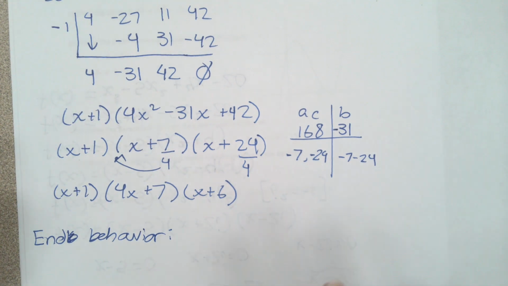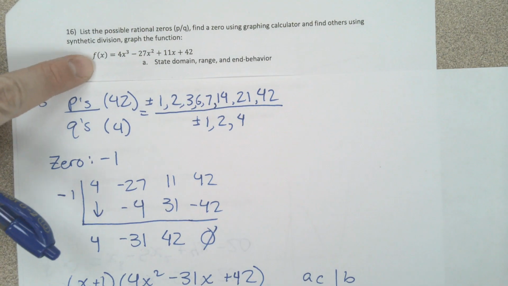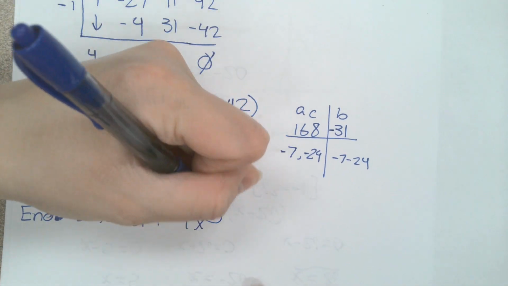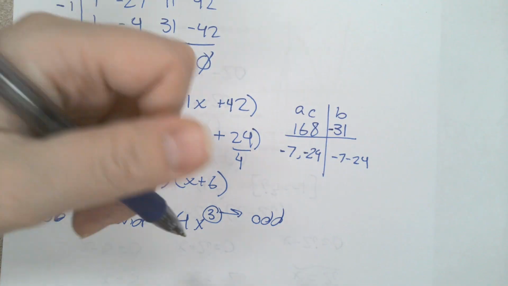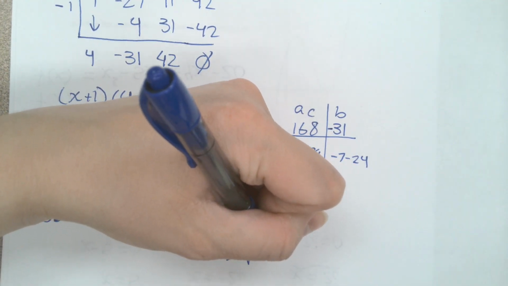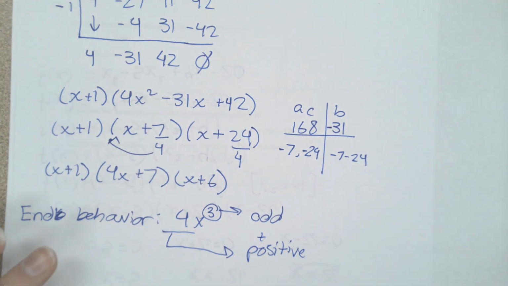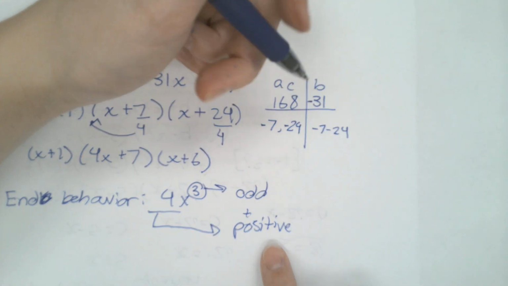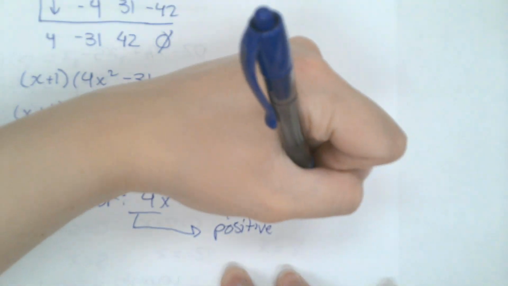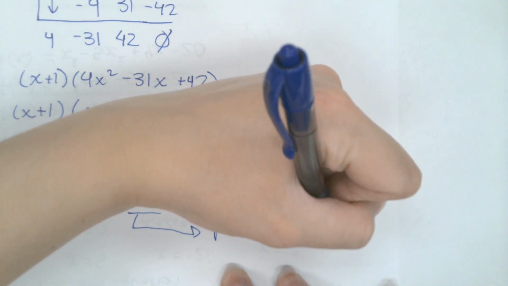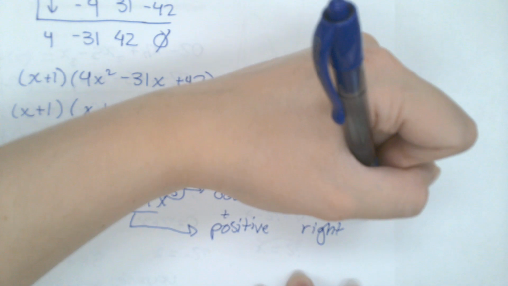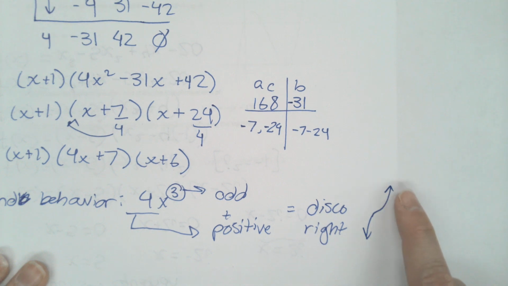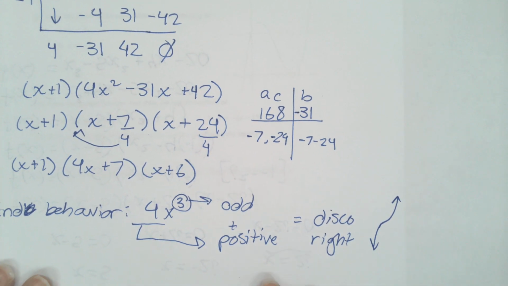So end behavior comes, again, from the very first original equation. We want that leading term, 4x cubed. The 3 is odd. The exponent's odd. Leading coefficient is positive. Odd and positive. Odd means disco. And then positive means we're going to move to the right because right is a positive thing. So this is disco right. That's our end behavior. So that means that it goes up to the right, meaning it starts negative. Starts negative, ends positive, goes up to the right.